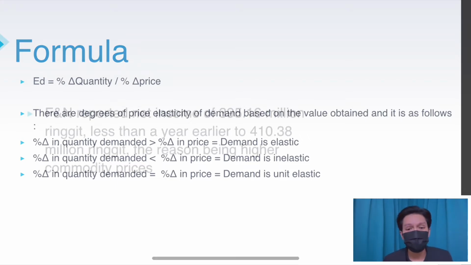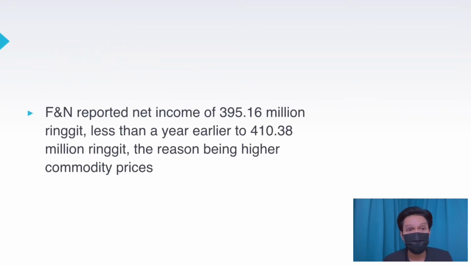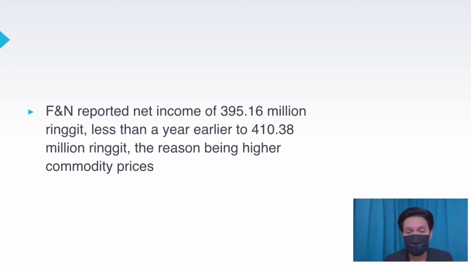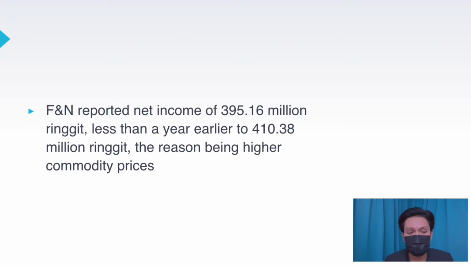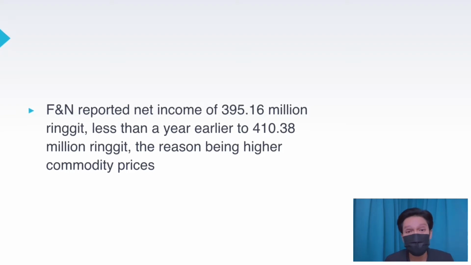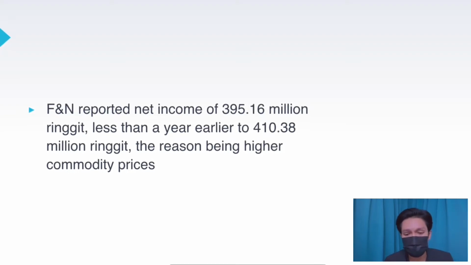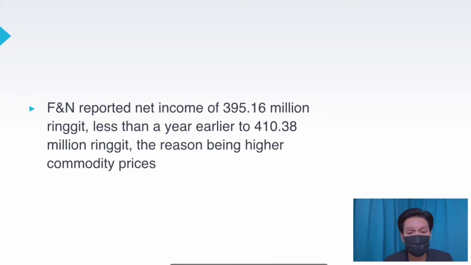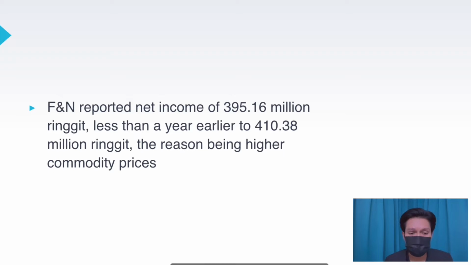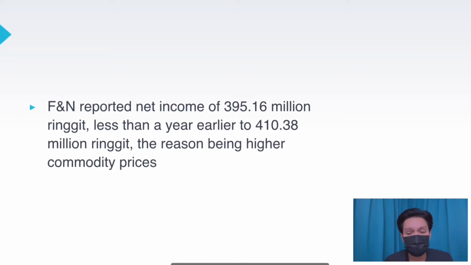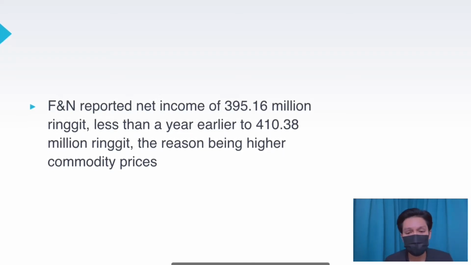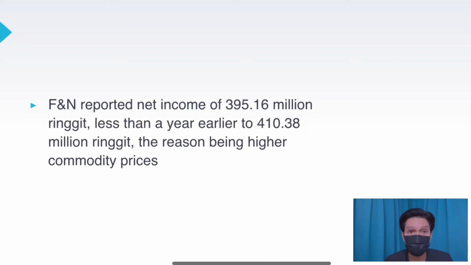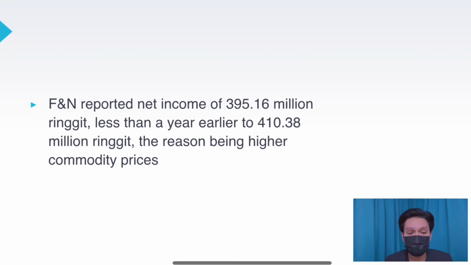So FNN company, due to the high cost of goods, will gradually increase the price of the product. So FNN reported net income less than the previous year. Okay, so the reason being higher commodity prices. So the increase in cost will cause the firm to increase the product's price because the firm wants to maximize the profit.